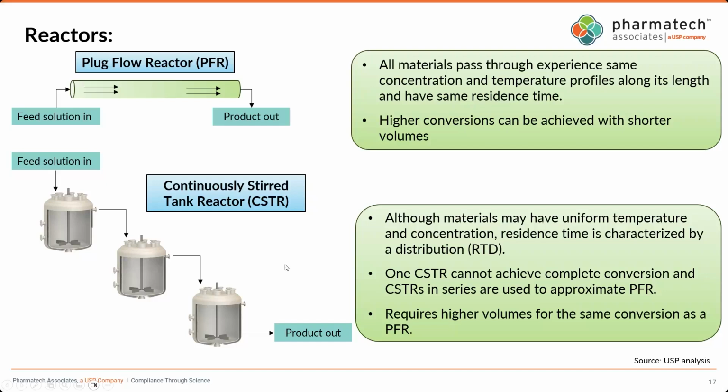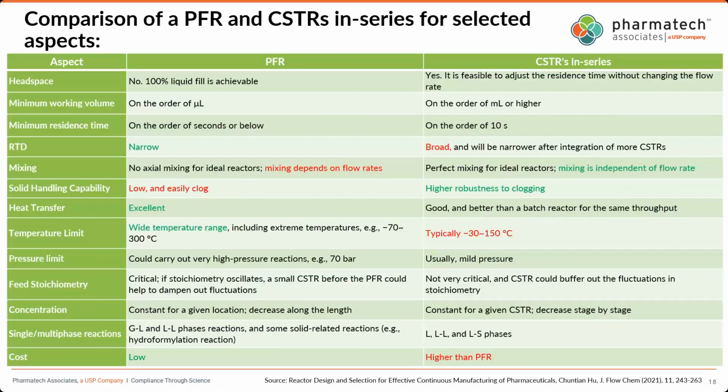So in the next slide, you'll be able to see a quick comparison for certain aspects for PFRs and CSTRs. Each reactor has its own limitations and advantages. For example, the PFRs have a very narrow residence time distribution that makes them good for use where heat transfer requirements are very important, like for exothermic reactions. However, for the CSTRs, the RTDs are broad, but you can potentially narrow the RTD when you have more CSTRs in a series.